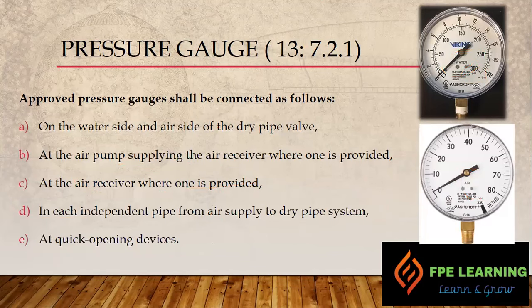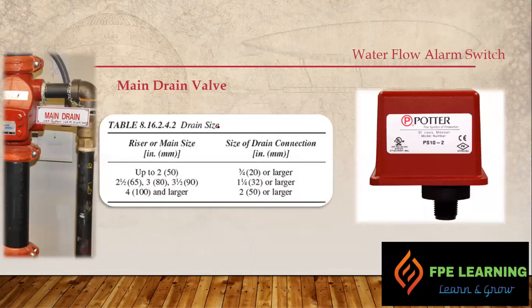Now moving on to the next topic, we have the main drain valve and water flow alarm switch, right? As I mentioned in the beginning, we have a main drain valve to remove the water once the system discharges, or in case of maintenance. The size of the drain valve should be as per NFPA 13 and 242, right? Up to 2 inch we have 20 mm, and between 2.5 inch to 3.5 inch we have 32 mm, and for 4 inch or larger we need 2 inch or larger drain connections, right? The main drain valve we discussed in the beginning.